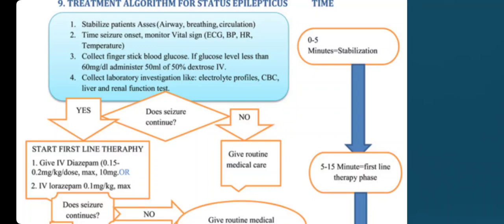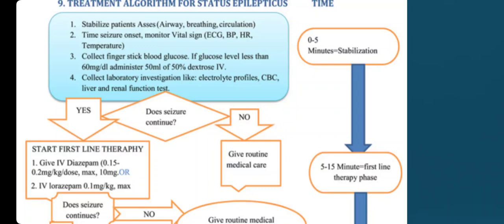glucose is noted to be less than 60 milligrams per deciliter, administer 50 ml of 50% dextrose IV. That's because hypoglycemia can also lead to seizures. Then collect blood for lab investigations like electrolyte profile, CBC, liver, and renal function tests. So this is usually done within the first 5 minutes.